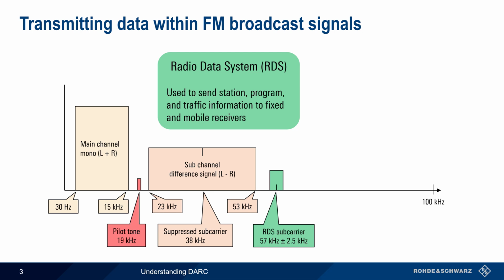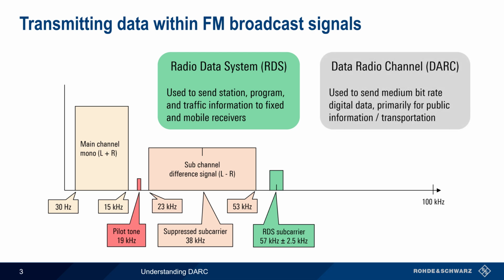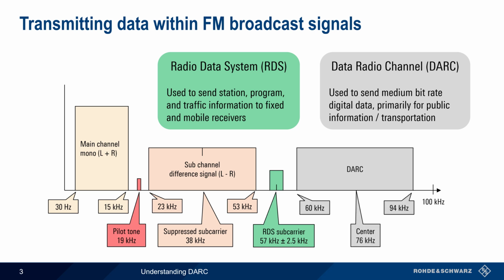An additional, although much less common way of sending digital data within FM broadcast signals is the data radio channel, or DARC. This can be used to send medium bitrate digital data, primarily for use in public information and transportation applications. DARC is implemented as an additional 34 kHz wide subcarrier centered around 76 kHz. It's worth pointing out that the RDS subcarrier frequency and the center of the DARC subcarrier are also multiples of the 19 kHz pilot tone. Over the next few slides, we'll take a closer look at DARC and how DARC is tested.